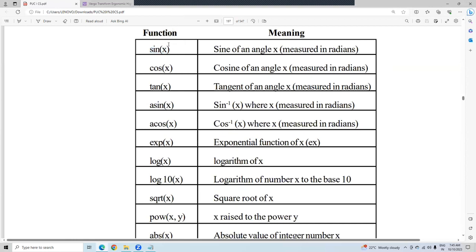Sine theta will give you sine of x, but that x has to be converted into radians. If you are giving 30, you have to do 30 into pi by 180 to get the proper value as per your mathematical value. Like in mathematics, sine of 30 has a table where some standard value will be there. To get the same value, whatever x value you are giving, convert it to radians and give it to the sine, cos, tan function, right?